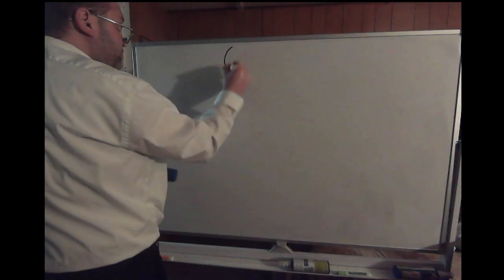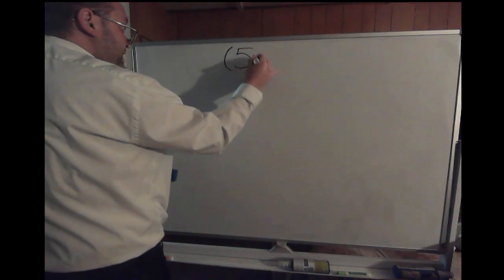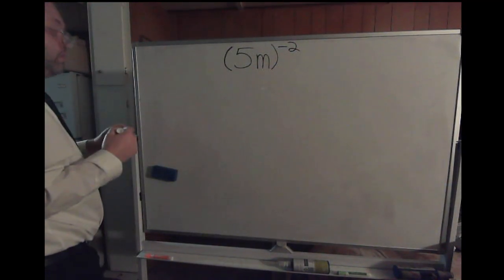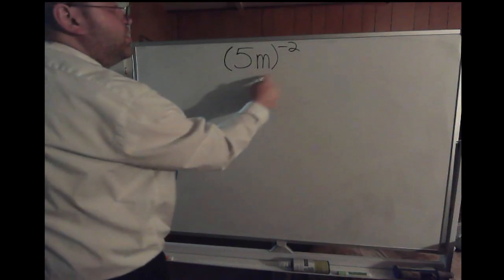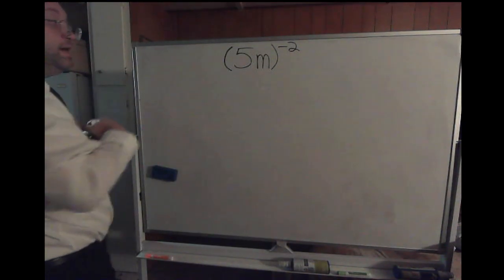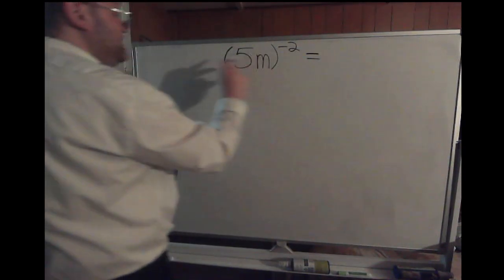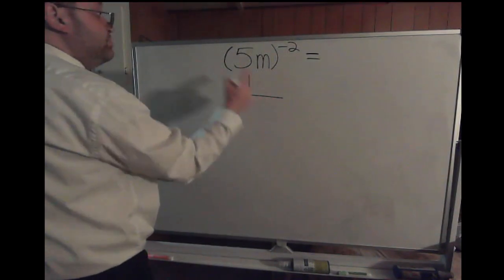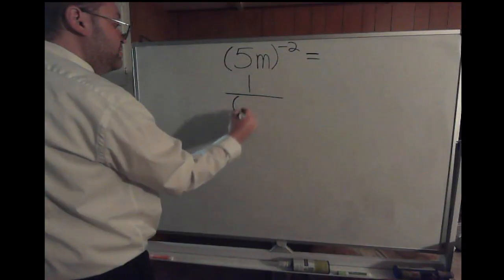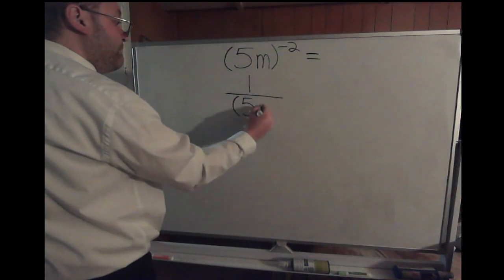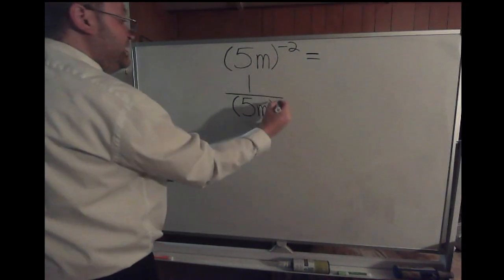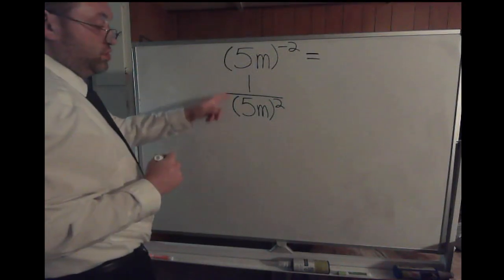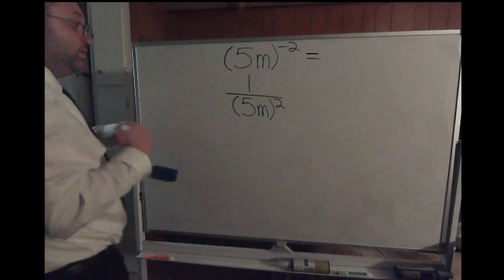Alright, another quantity problem. We have 5m, that whole quantity to the negative second power. Well, you have a default numerator of 1 in that case, but you're going to take that 5m, since it's to a negative power, you'll raise that to the positive second power in the denominator. So now what you have is 1 over the quantity of 5m to the second power.